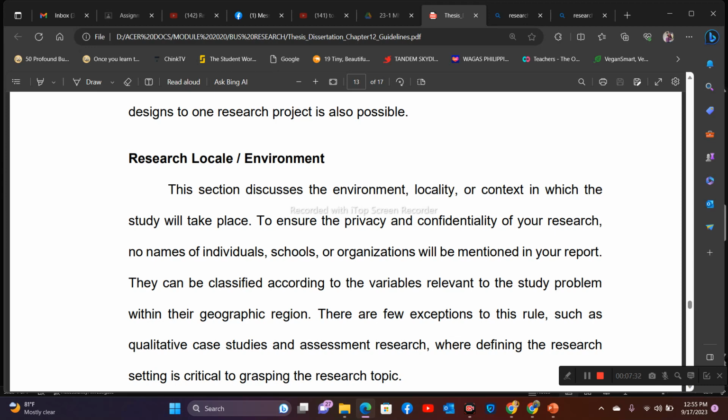Okay, make sure to have a screenshot of this as your guide in the making of this portion. And make sure in the research locale, so the geographic region, make sure to ensure the privacy and confidentiality of your research. No names of individuals will be identified here. No schools or organizations will be mentioned in your report in this portion, locale or the environment.